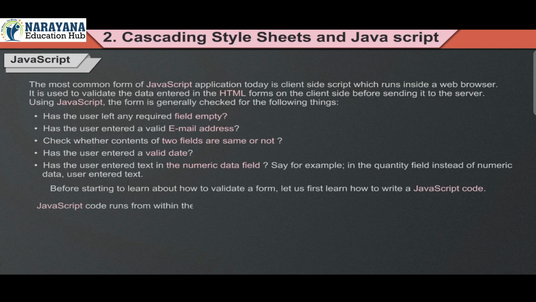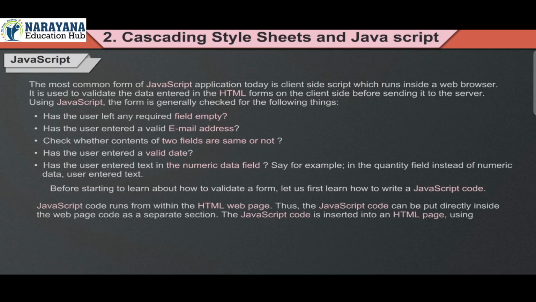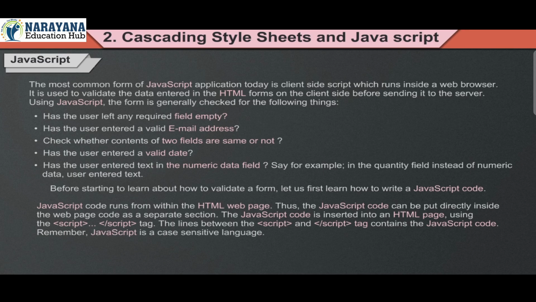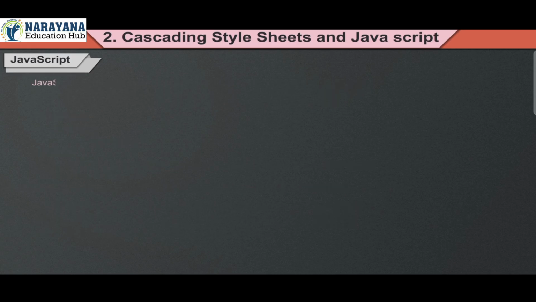JavaScript code runs from within the HTML web page. Thus, the JavaScript code can be put directly inside the web page code as a separate section. The JavaScript code is inserted into an HTML page using the opening script tag, closing script tag. The lines between the opening script tag and closing script tag contains the JavaScript code. Remember, JavaScript is a case-sensitive language.